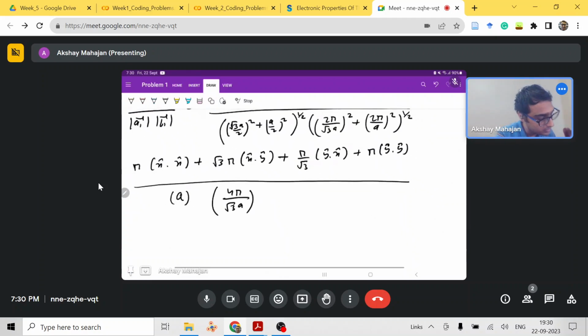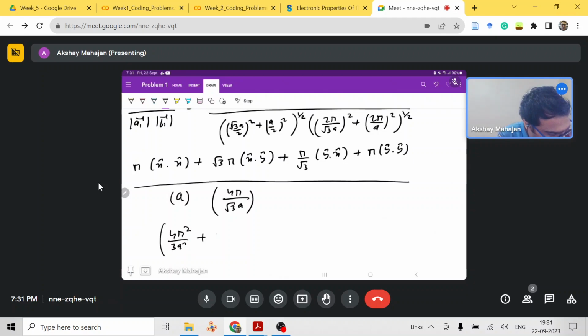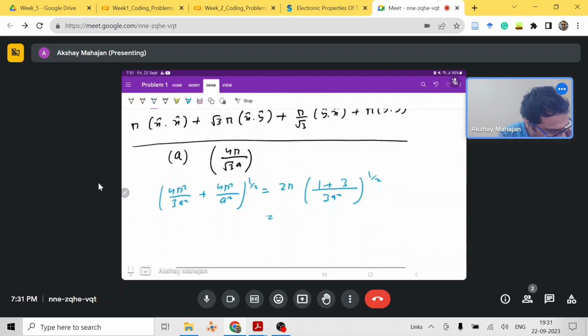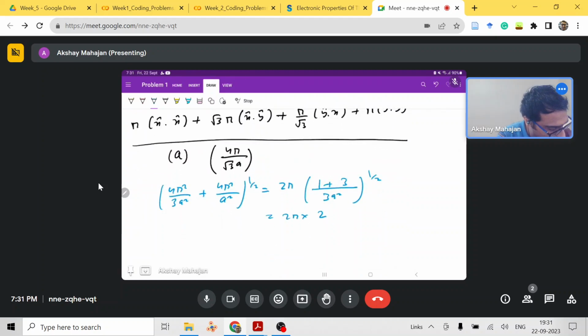Let me just solve it quickly. It will be 4 pi square by 3a square plus 4 pi square by a square, to the power 1 by 2, and I am solving this part. You just take the 4 pi square common, and we have 3a square, which will be 1 plus 3, to the power 1 by 2. 3 plus 1 will be 4, and it will come outside as 2 divided by root 3a. This gives you 4 pi by root 3a. Alright, so this is your mod of b1 vector.